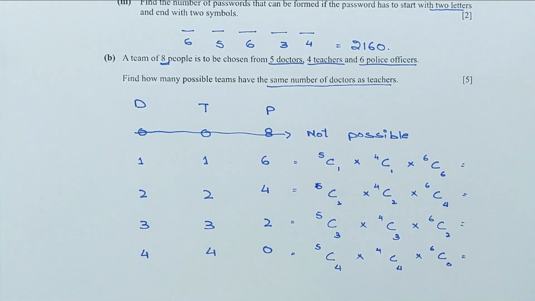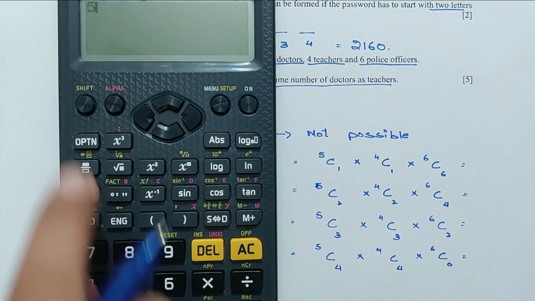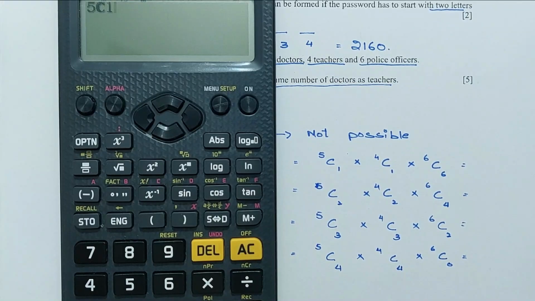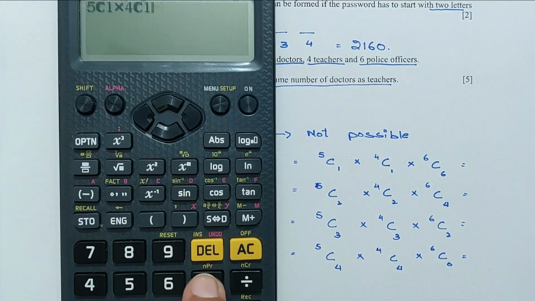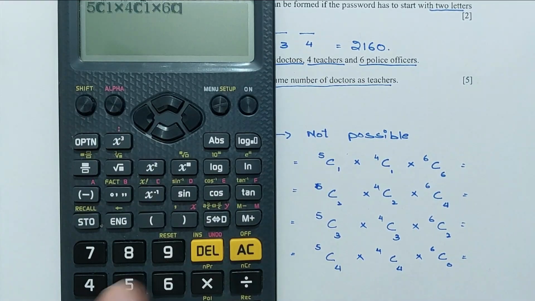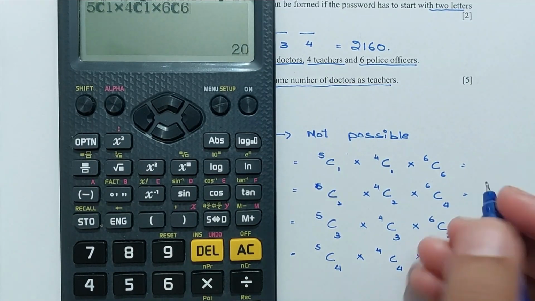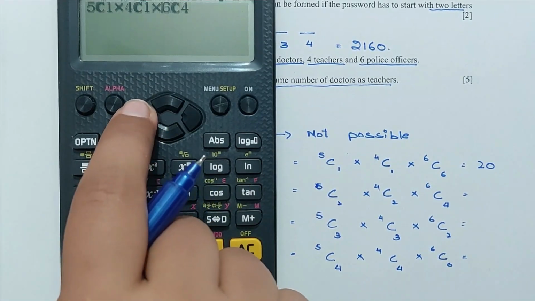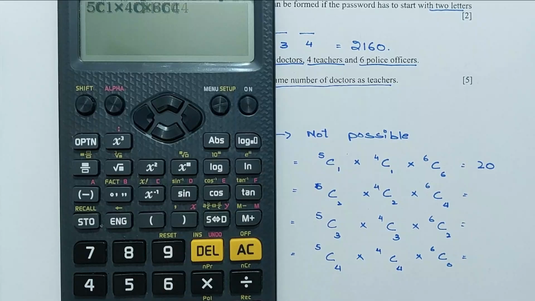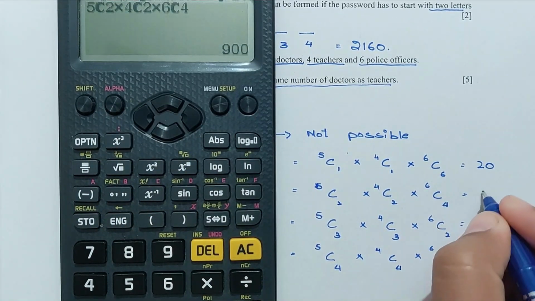Right, now let me calculate this. 5C1 times 4C1 times 6C6. This is 20. Okay, the next is 6C4 and 4C2 and 5C2. So this is 900.